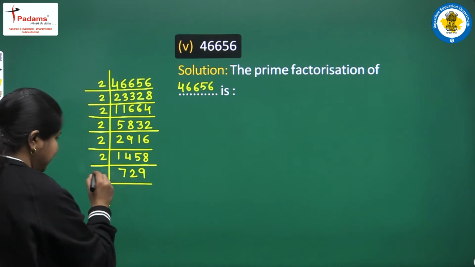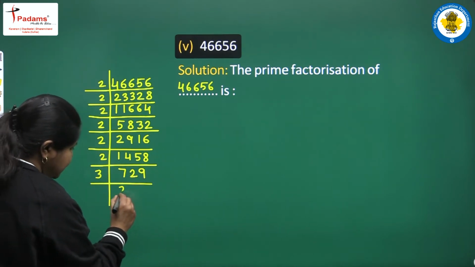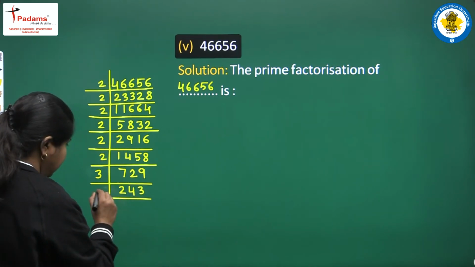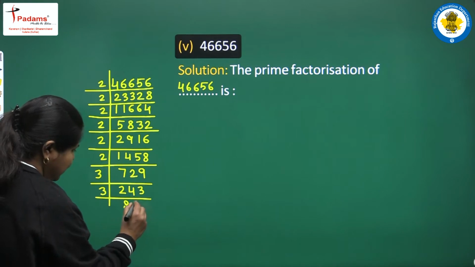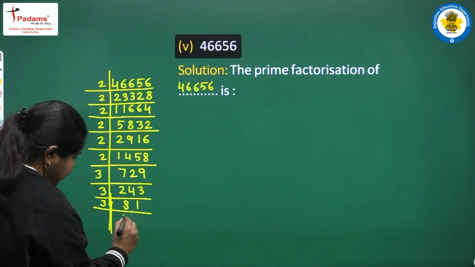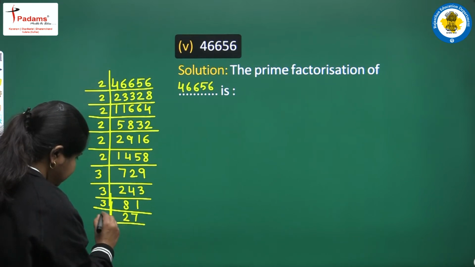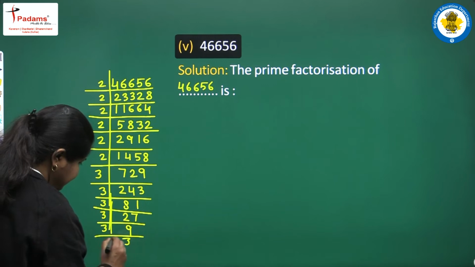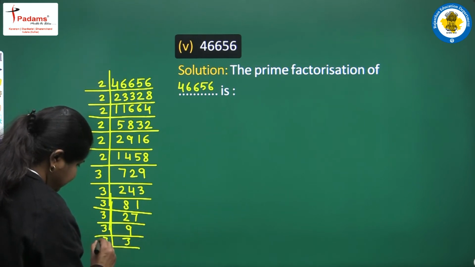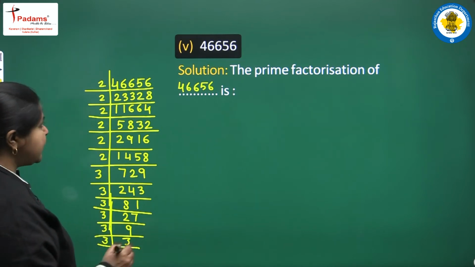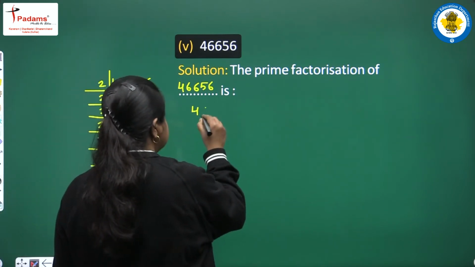Now we should divide by 3. 3 2s are 6, 3 4s are, 3 3s are. Again by 3, 81. Then continue from here. 3, 27 times, 3 9 times, 3 3 times, and then in the end 3 one time. I hope you can see it. Now let us write these prime factors here.